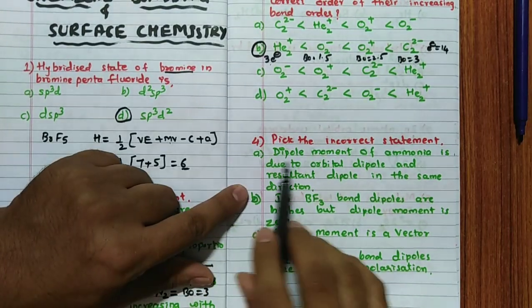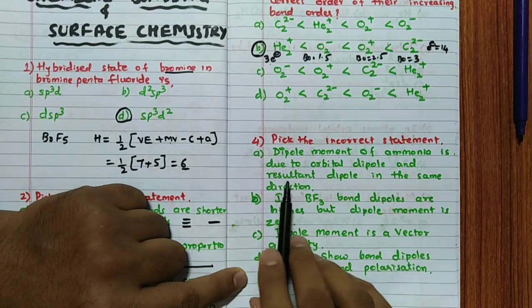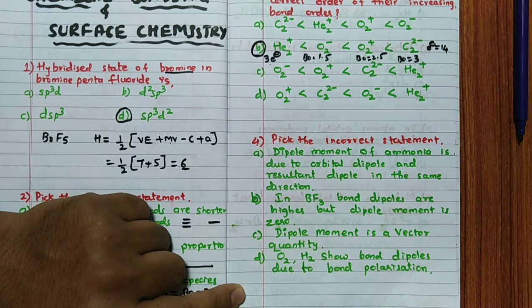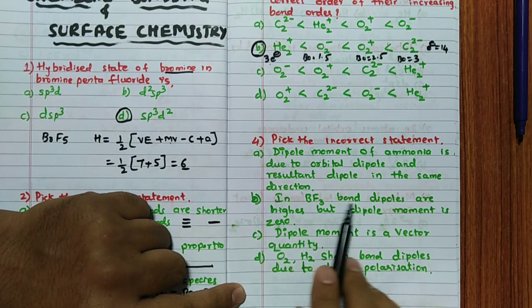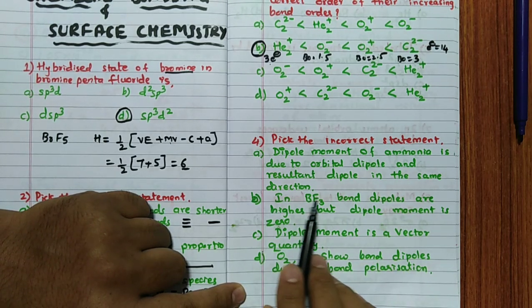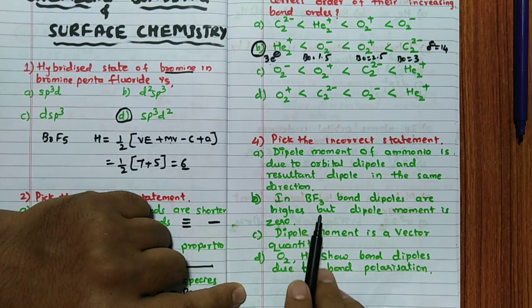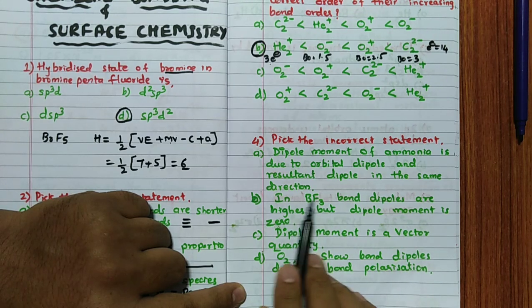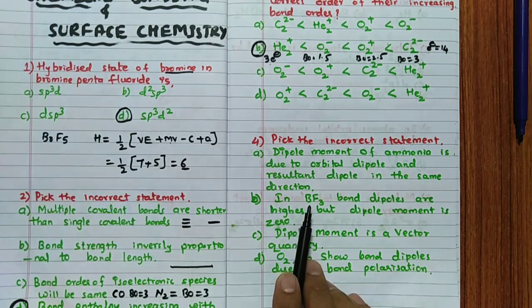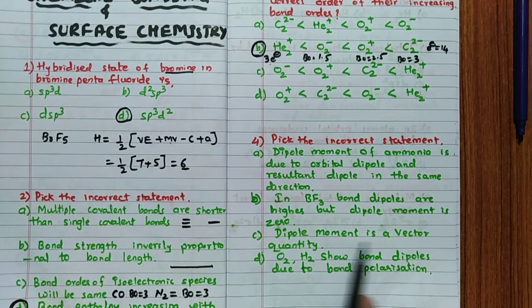Incorrect statement. Dipole moment of ammonia is due to orbital dipole, resultant dipole in the same direction. This is always true in any case. In BF3 bond dipoles are higher. Definitely B and F bond dipole is higher. But dipole moment is 0 because BF3 molecule is planar triangular. We know that. Dipole moment is a vector quantity.